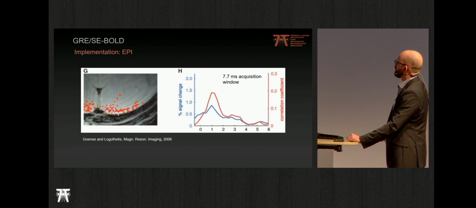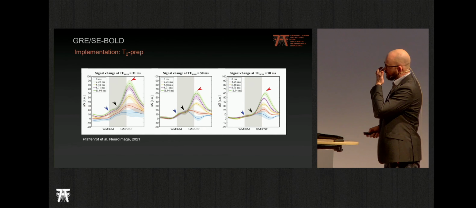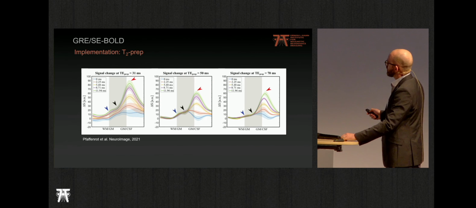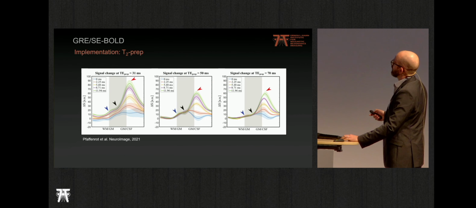And in a contrast investigation study, using T2 preparation, we have seen similar things. So what you can see here is functional signal change as a function of cortical depth. Here's white matter, the gray box is gray matter, this is CSF, and we varied the T2 star times and the T2 preparation times. So this is like increased T2 weighting, increased T2 star weighting.